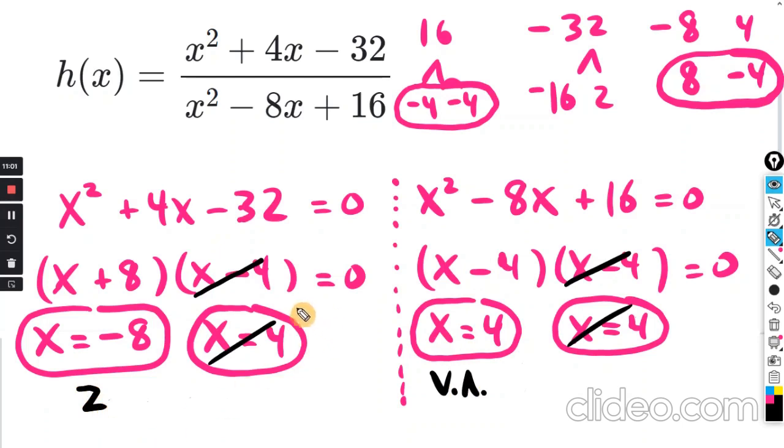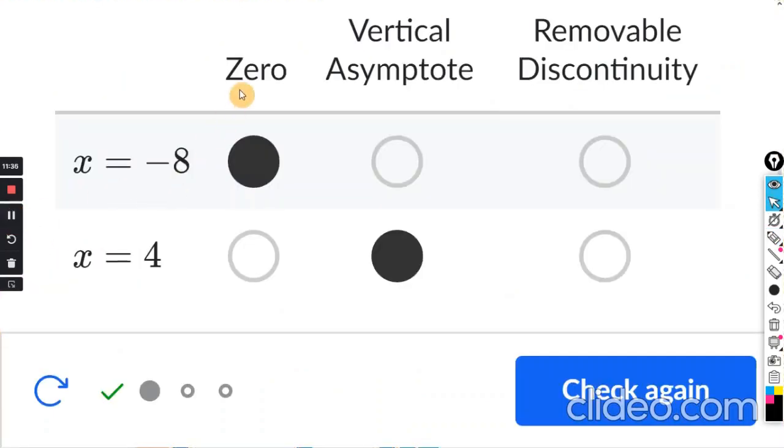If we didn't have another 4 here, if we scratch off the 4 and the 4 and we didn't have this, this 4 would have been a removable discontinuity. But because we had another x minus 4 that we couldn't cancel, this is actually going to be a vertical asymptote. And this is going to be a 0. So I made that mistake initially. Negative 8 is the 0 and 4 is the vertical asymptote.